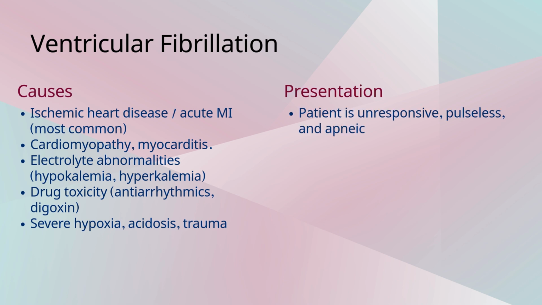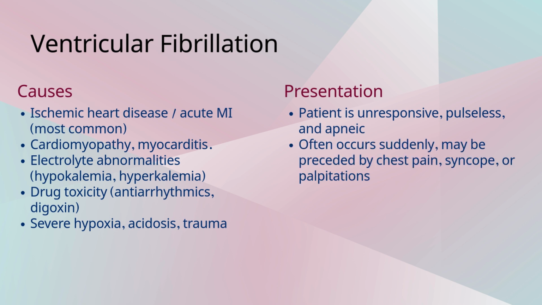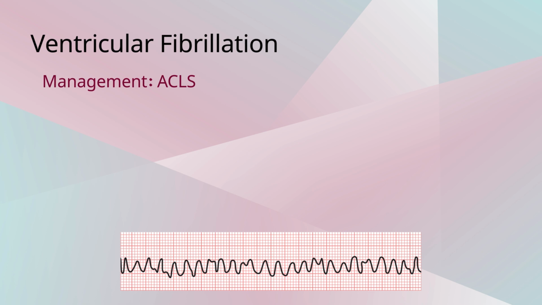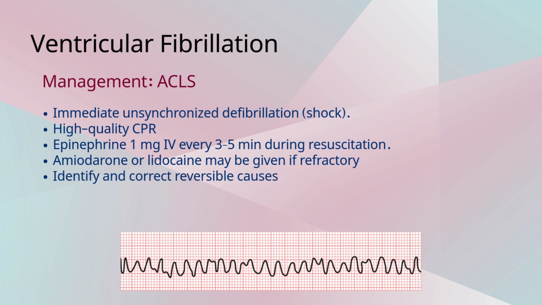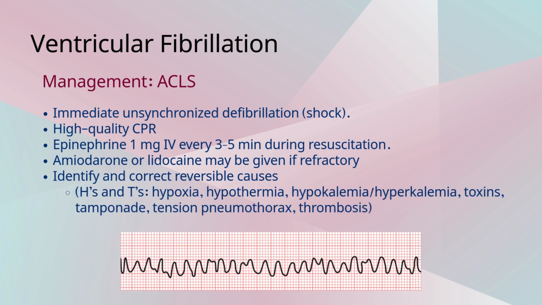Clinically, the patient will be unresponsive, pulseless, and apneic. It can happen suddenly, sometimes right after chest pain, syncope, or palpitations. Management is immediate. According to ACLS guidelines, the treatment is unsynchronized defibrillation right away. Don't wait, don't delay. If the patient has VFib, you shock them. At the same time, provide high quality CPR, give epinephrine every 3 to 5 minutes, and consider amiodarone or lidocaine if VFib persists after shocks. And of course, always think about and correct reversible causes. Look at your H's and T's, which are mentioned here.